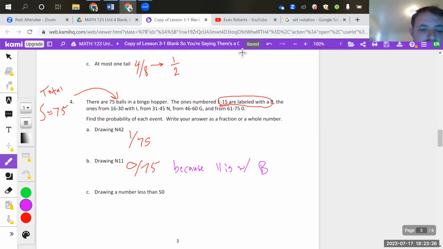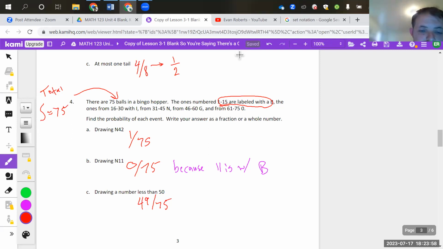And then looking at a number less than 50. So it doesn't matter if it's a B, an I, an N, or a G, as long as it's less than 50, it's good to go. So it's not including 50. So that means that there's 49 numbers that are less than 50 out of the 75. And so that's our percentage there, or our fraction.